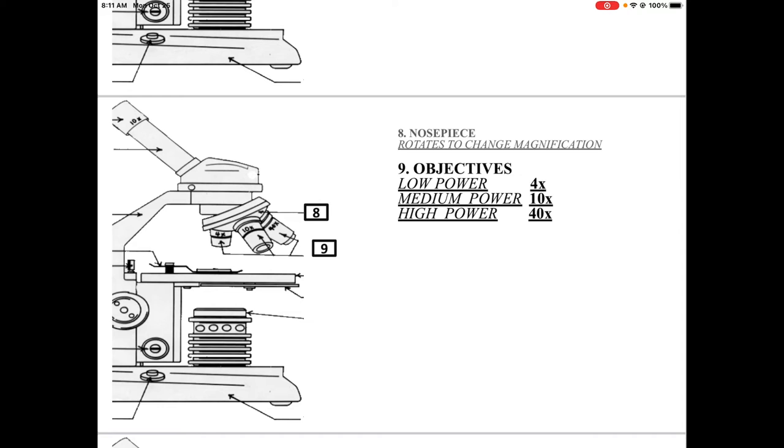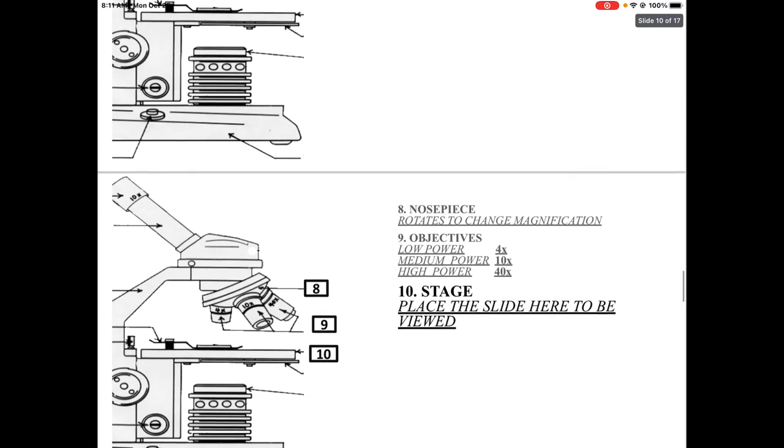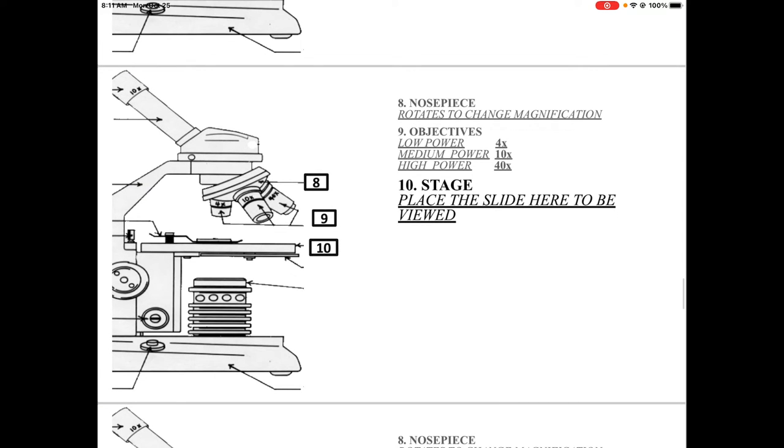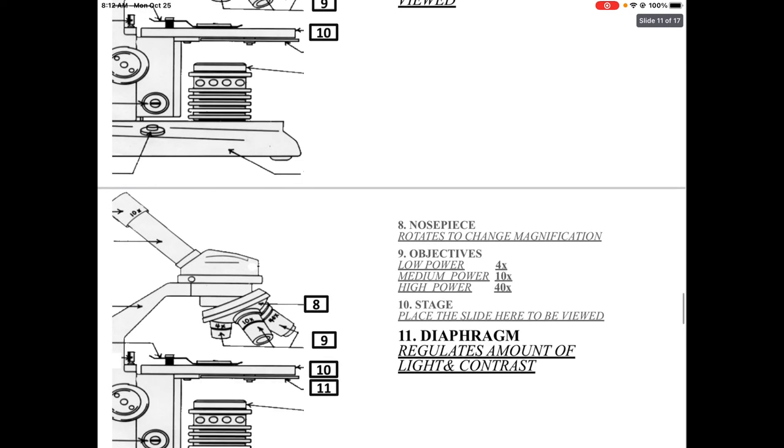Now, these are in combination with the eyepiece. So low power is really 10 times 4, or 40 times magnified. Medium power is 10 times 10, 100. And high power is 10 times 40, 400 times magnified. The stage is just the name for where we put the slide. It's the platform that we raise or lower when we turn the big knobs that allows us to focus.